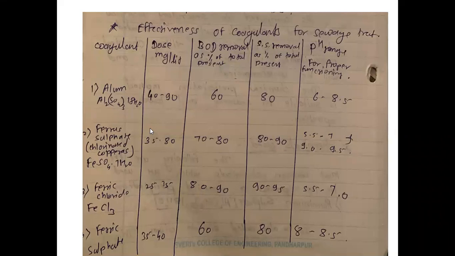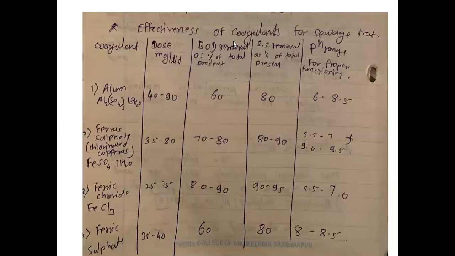To some extent with respect to ferrous sulfate, FeSO4·7H2O, that is chlorinated copperas, we agree. Why do we agree? Many times the waste coming from the sewage, from common domestic areas, is usually acidic. Many times we need to convert it into alkaline, and that time it may convert to a pH of 9 to 9.5. So up to some extent it is okay with ferrous sulfate.